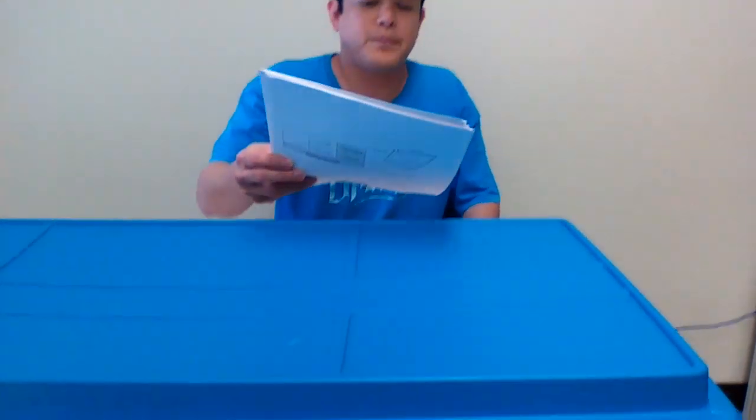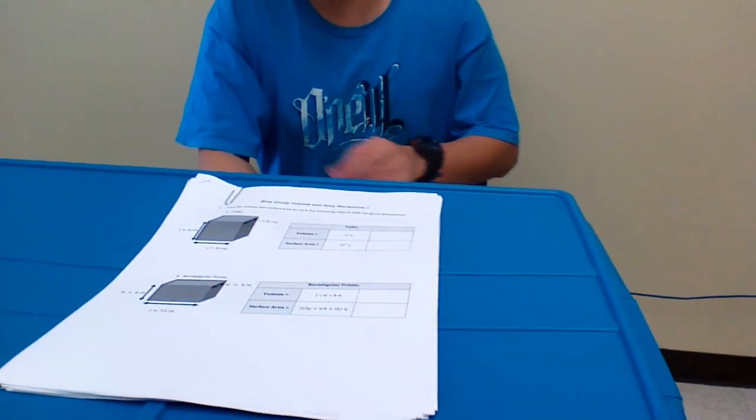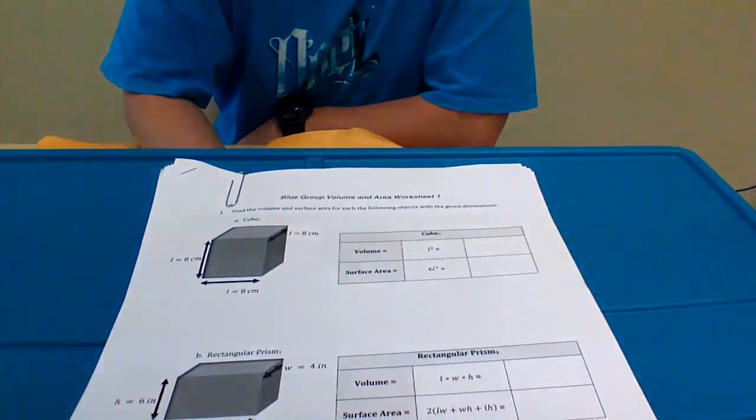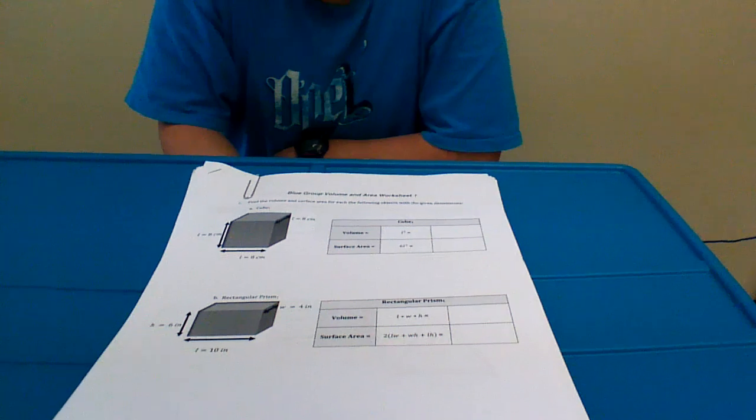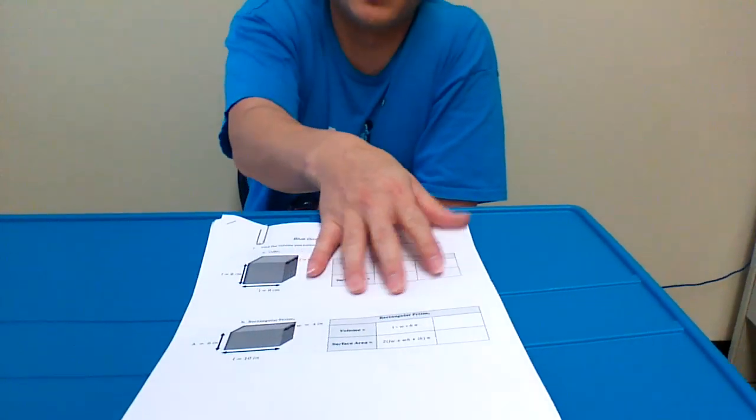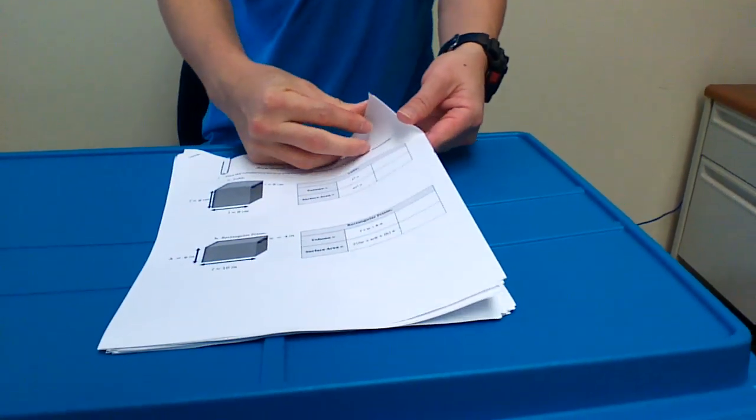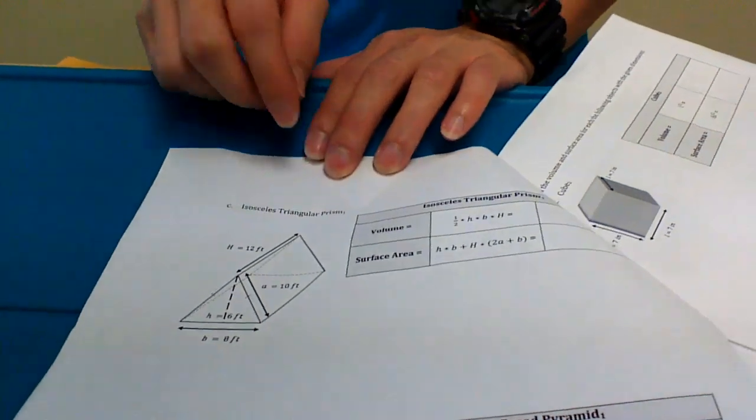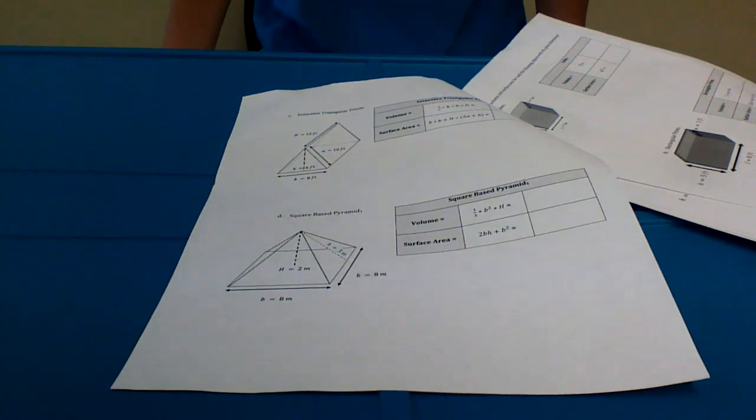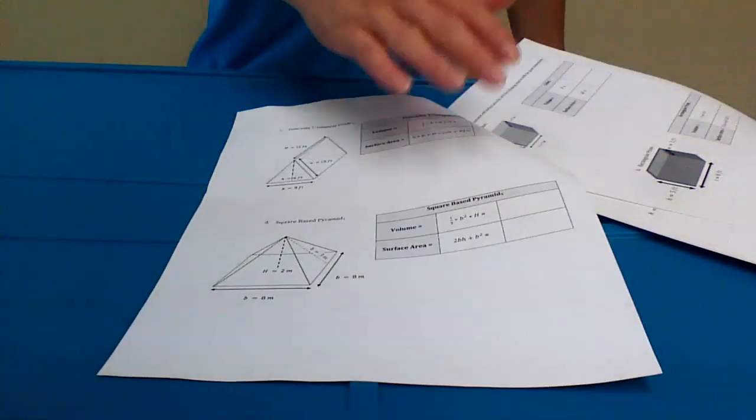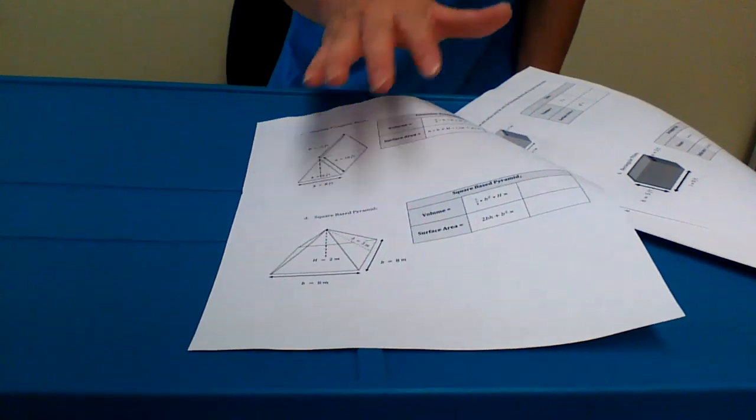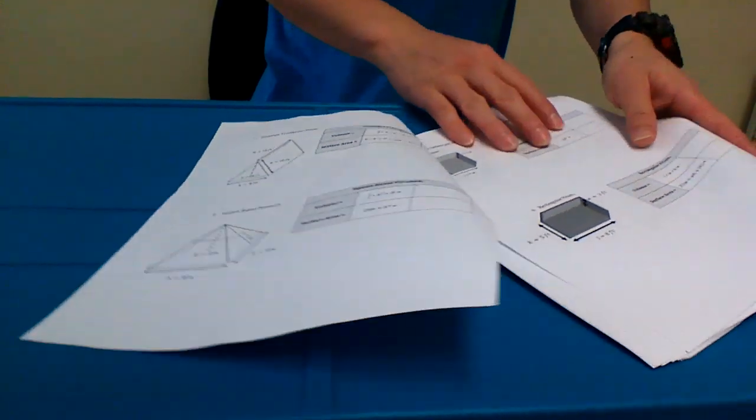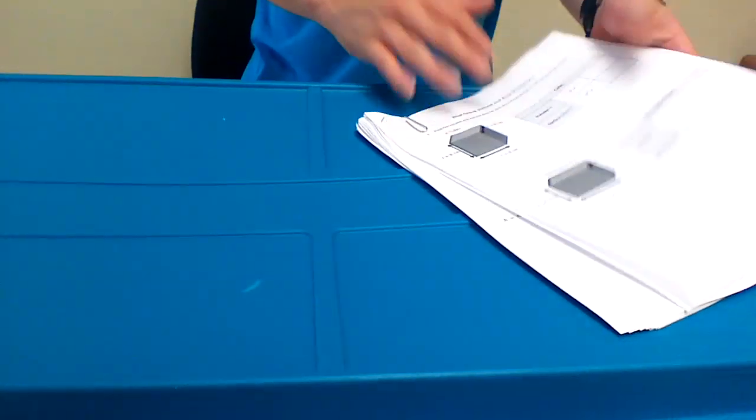So for blue group, the first worksheet is basically going over how to calculate volume and surface area of basic shapes, which are the cube, the rectangular prism, the triangular prism, as well as a square base pyramid. All the formulas are given there. You can show them with problem 1 how to solve the surface area and volume for all these shapes, and then the rest of the worksheet they can do on their own.